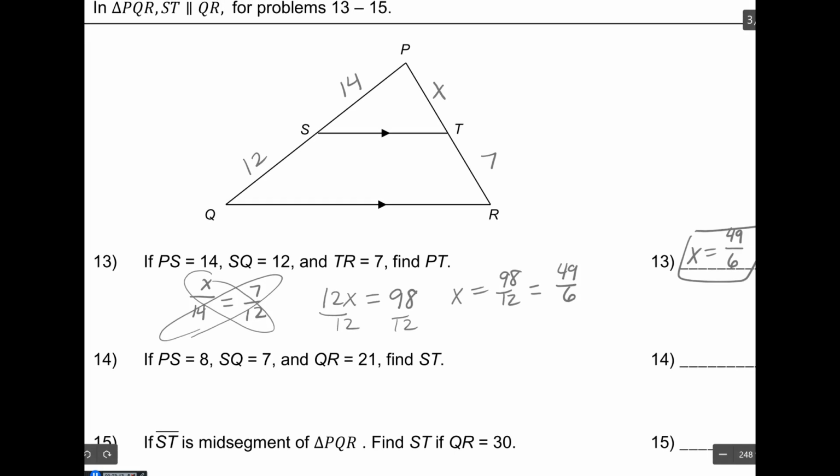Oh man, now I have new numbers. I have to erase. Alright, Jacob. PS equals 8. SQ is 7. QR is 21. Find ST.